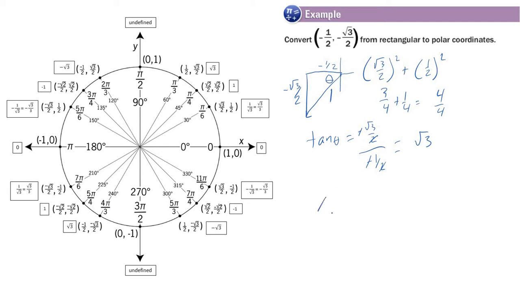So for this particular one, it is the point 1, that's our r, and 4π/3 would be our direction. So I like to just sketch a triangle, trust it. The ones you're going to work with today, by the way, they're going to be nice, they're going to be on the unit circle. They don't have to be, but the ones that I'm going to give you are going to be pretty straightforward.